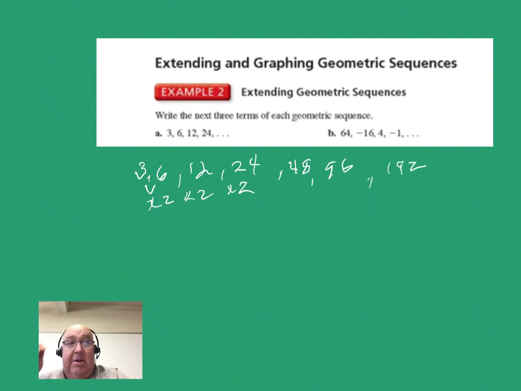Alright, looking at the next one, I can see a pattern of a negative number being involved here. So if every other one's negative, that means that we're probably going to have a negative multiplier. So I start with 64, and I go to negative 16, then I go to 4, then I go to negative 1. So it is multiplying by negative 1/4. So each one's being multiplied by negative 1/4.